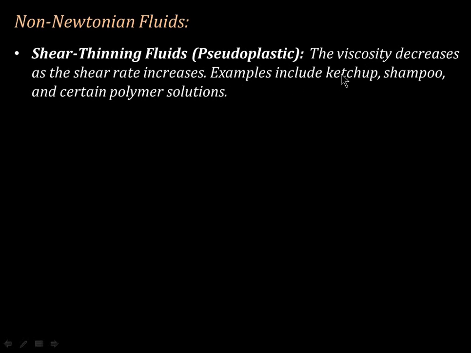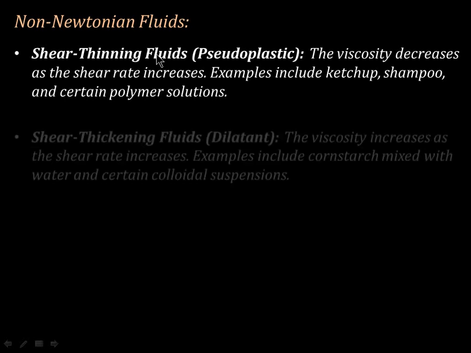Examples include ketchup, shampoo, and certain polymer solutions. As soon as the shear rate increases, the thickness of these substances reduces, that is, the viscosity reduces. That's why they are known as shear thinning. With the increase in shear, the fluid starts thinning, that is, the viscosity starts decreasing.